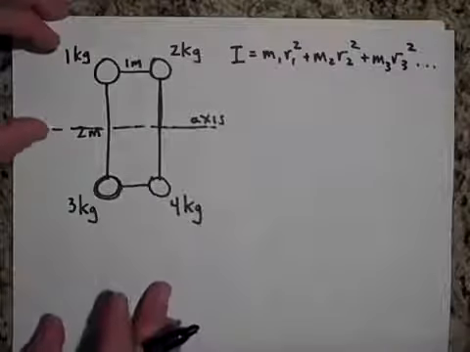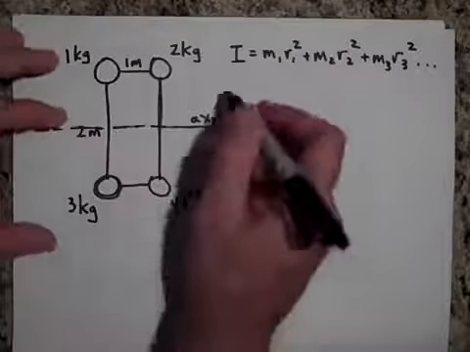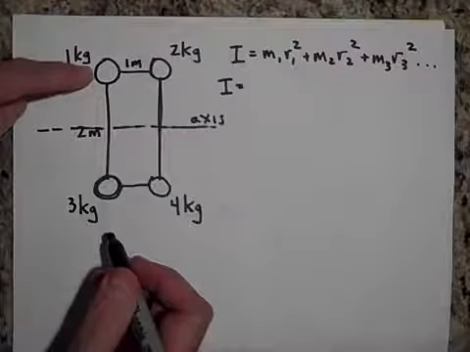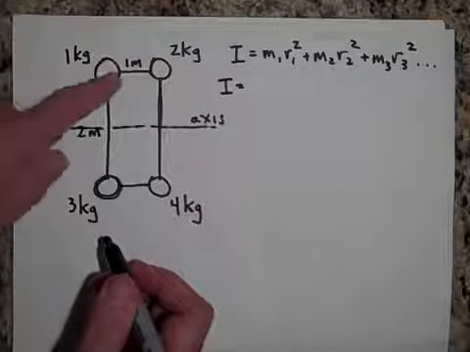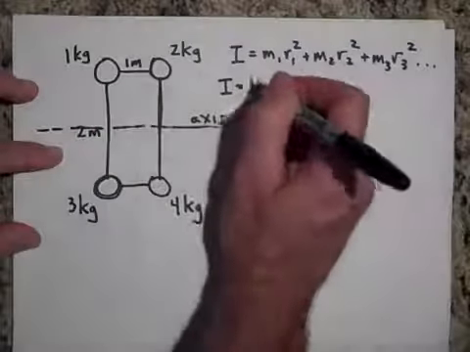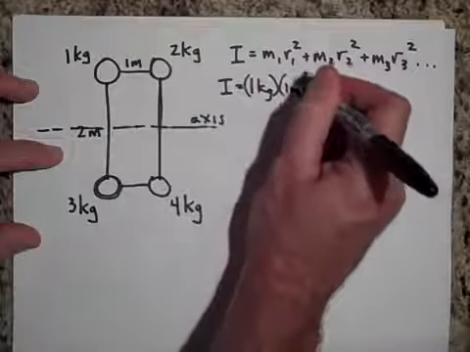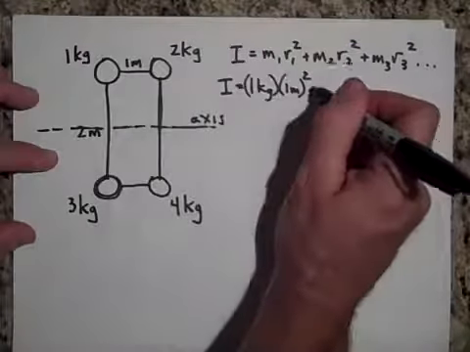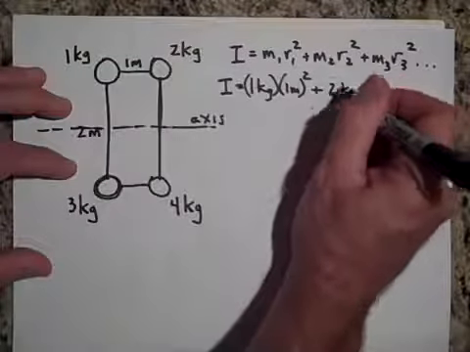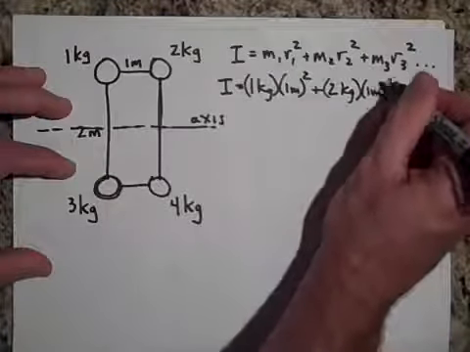Okay, so let me calculate what the rotational inertia is for this object about this axis. So I is equal to, that's 1 kilogram, and if this is 2 meters, and that's 1 meter, then that would be 1 kilogram times 1 meter. That's 1 meter from the axis, so 1 kilogram times 1 meter squared, plus 2 kilograms times 1 meter squared.